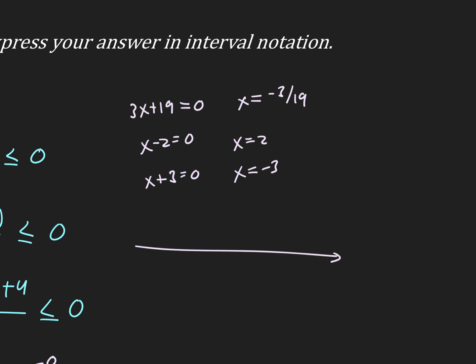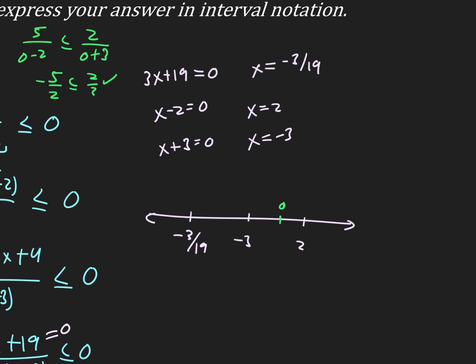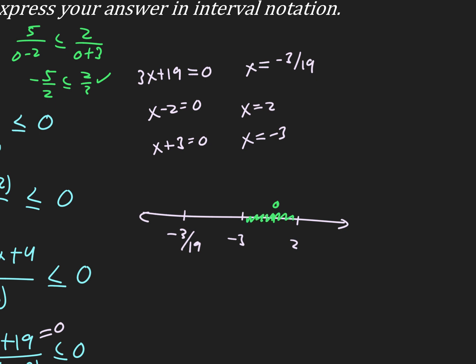And then I would plot those points on the number line. Right, our 1 all the way to the left is going to be negative 19 over 3, and then a negative 3, and then a 2. All right, the easiest number to test is 0, and 0 is going to go between negative 3 and 2. When you plug that number into the original inequality, I get 5 over 0 minus 2 is less than or equal to 2 over 0 plus 3, which is going to get me negative 5 over 2 is less than or equal to 2 over 3. That does work. So I would have to shade in that region.